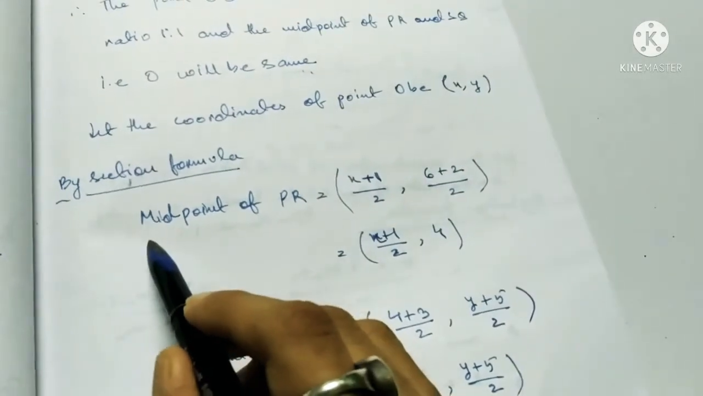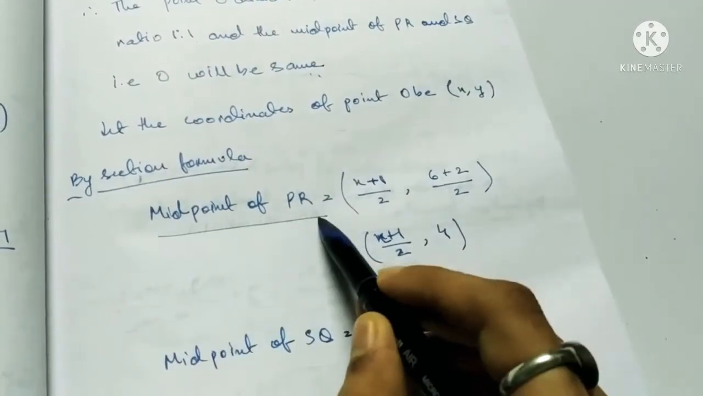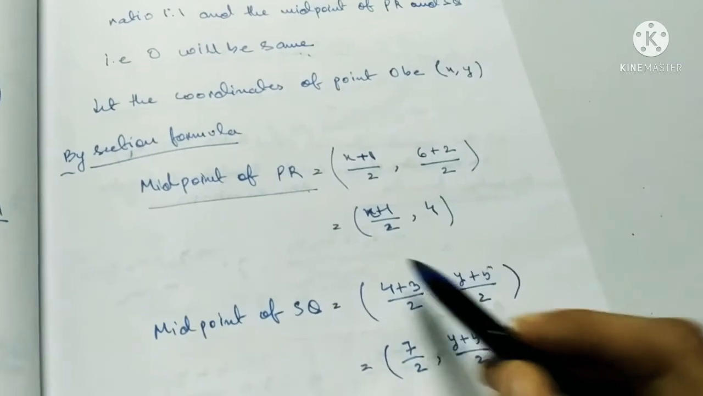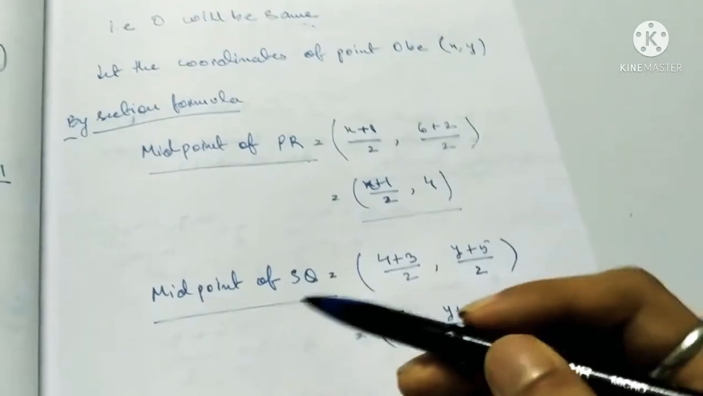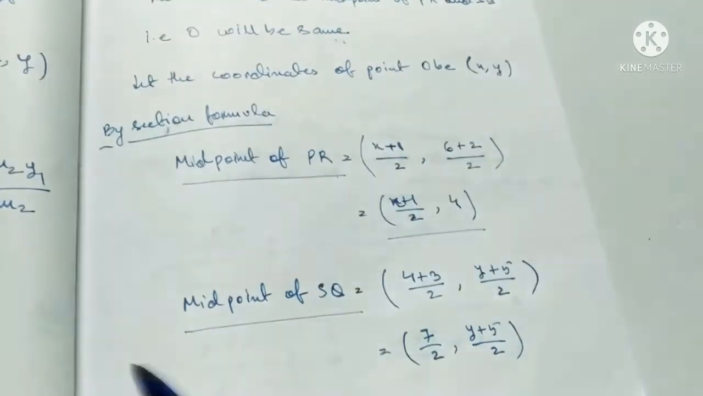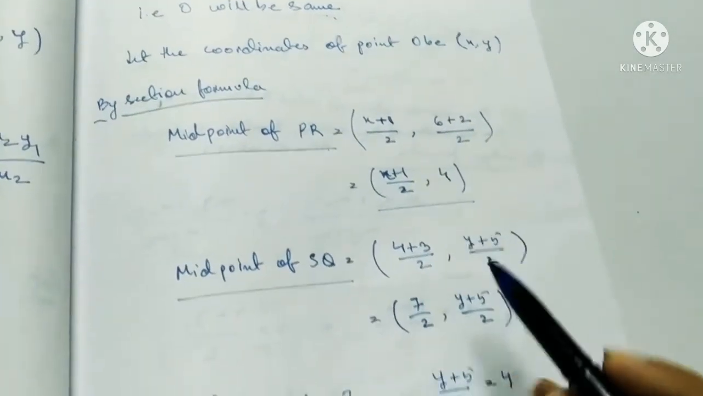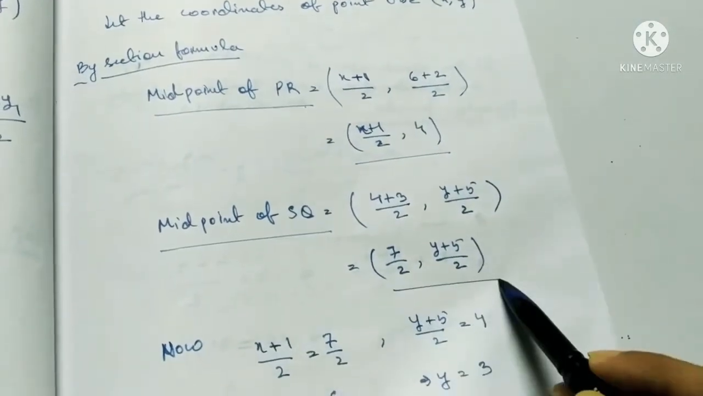Understand? Midpoint of PR will be this one, and midpoint of SQ, that is both the same only. Midpoint of PR means O and midpoint of SQ also O. So this coordinate will be this one.